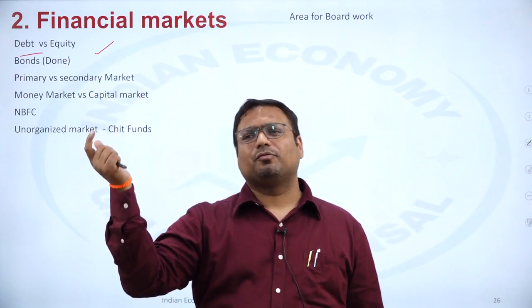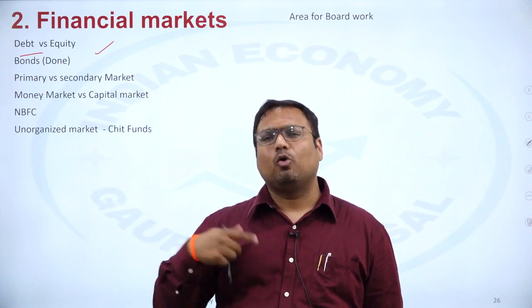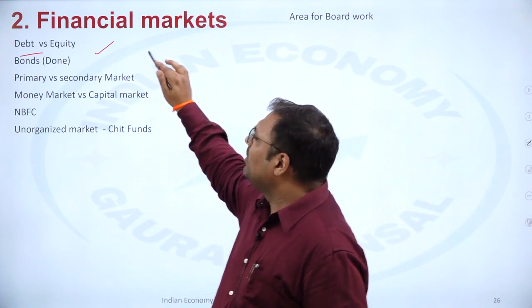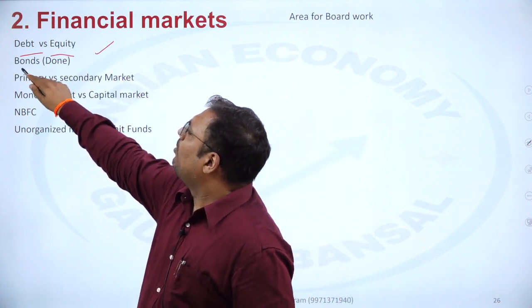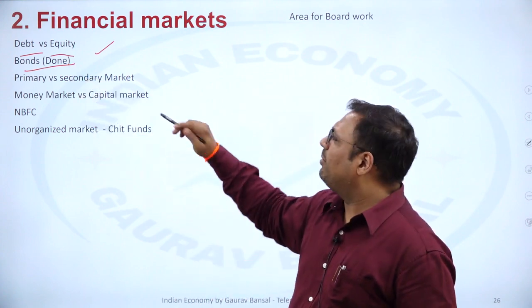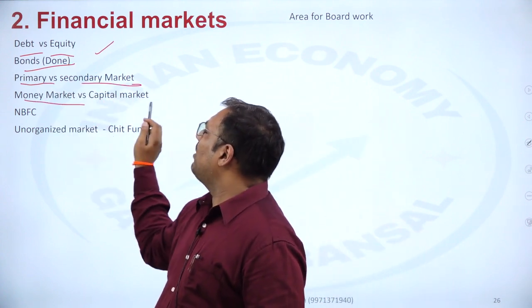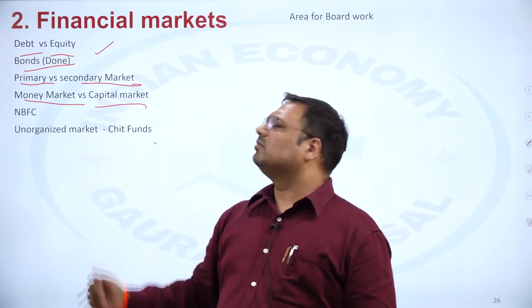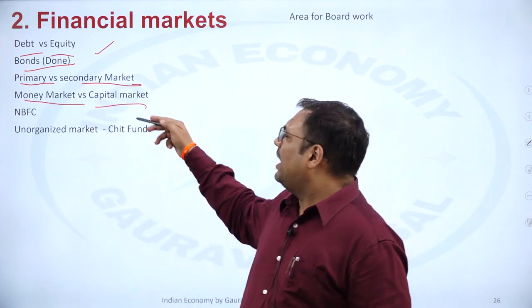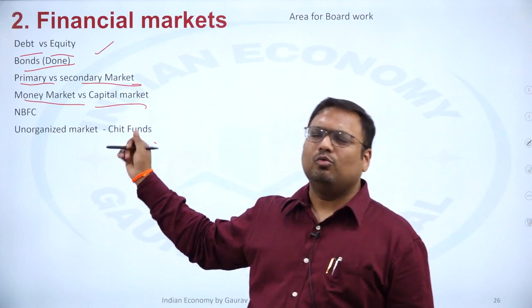Equity, the markets for shares, stocks, ownership of the company. I will briefly describe both of these. Bonds I've already done, as I've mentioned here. Then primary market, secondary market, money market, capital market, largely these are our topics. NBFC and chit fund I've covered through questions.